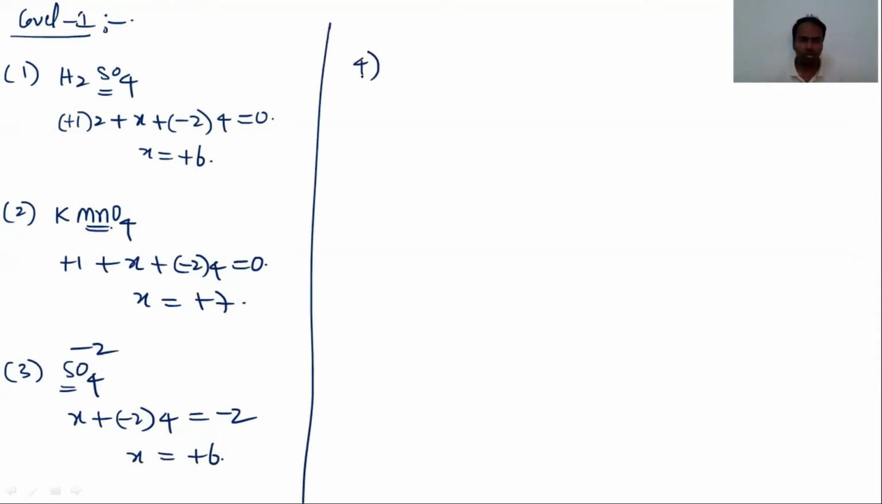Take one more. Cr2O7 2-, the dichromate ion. I want Cr. For 1 Cr, X. For 2 Cr atoms, 2X. Oxygen is -2 into 7. The sum is equal to -2. Then X is equal to +6.